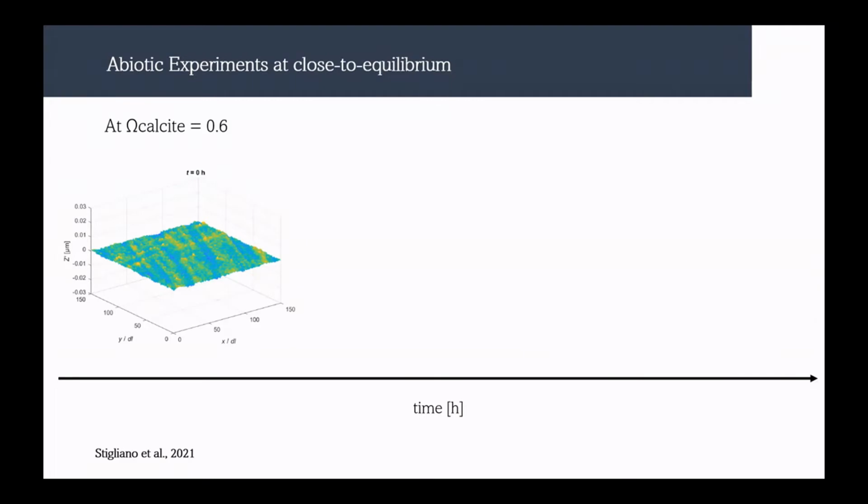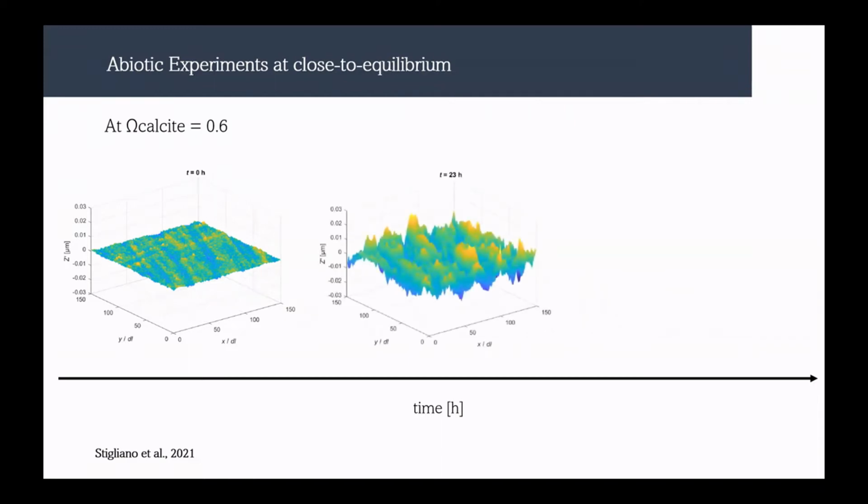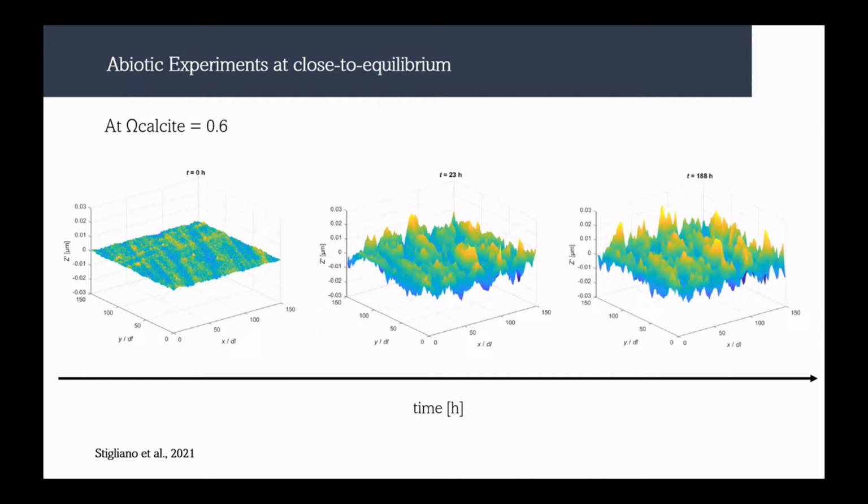So I will quickly go through our first study that we performed at a given saturation state, 0.6, so at close to equilibrium conditions where we don't have etch pits. And what we notice is that starting from a relatively flat surface after polishing, as soon as the surface gets in contact with the fluid, we have an evolution of the surface roughness. And then this surface roughness stops evolving. So we reach a steady state surface configuration.